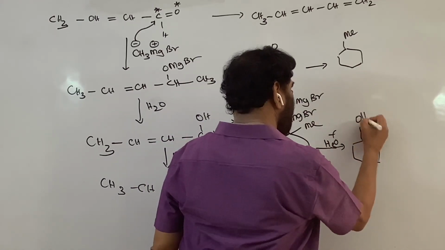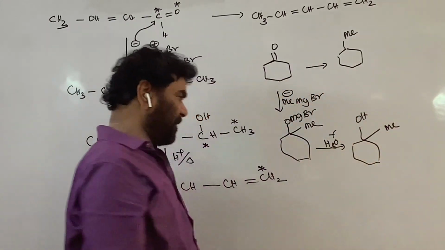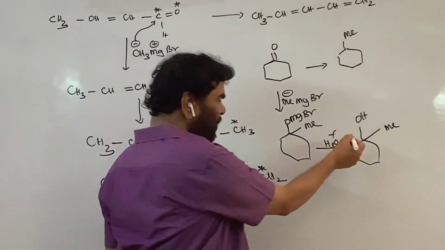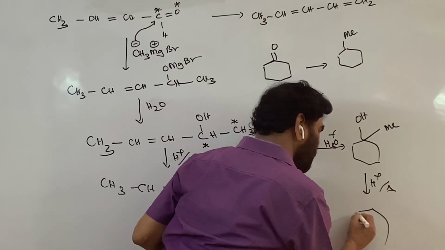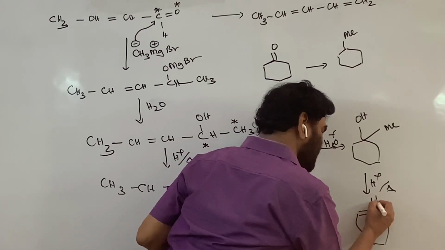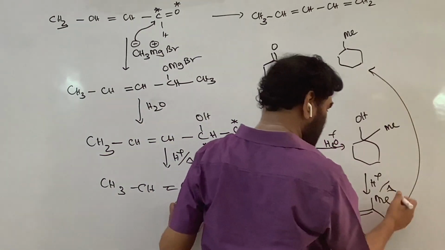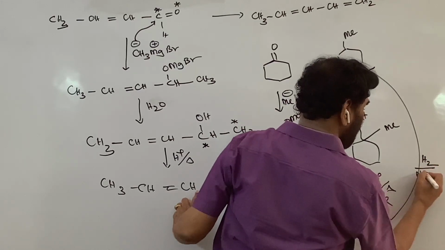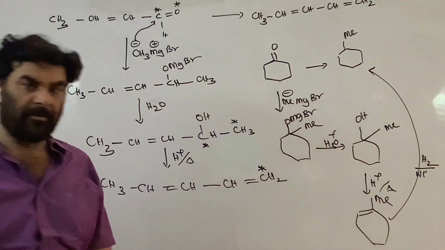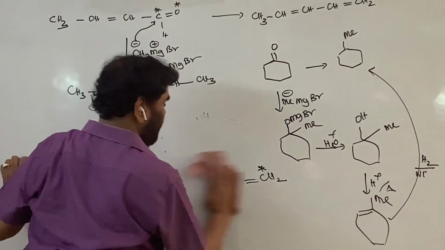This is in the last conversion. Now we have to eliminate, that is H plus ion and heat, which loses the water and this is formed. To convert it to this one, we have to remove the double bond by hydrogenation. Methyl cyclohexane is the product of the reaction.